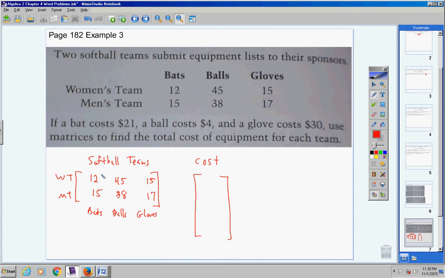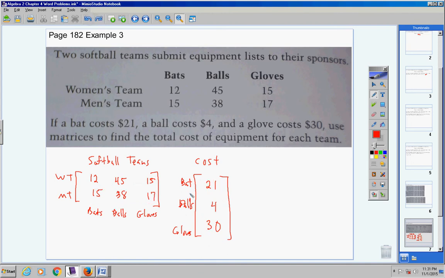And I've got my bats first, so I'm going to put my cost of a bat right here. My cost of a bat's $21. Next will be my softballs, so I'm going to put the cost of the softballs right here, which is $4. And then I'm going to put the cost of my gloves right here, and that's about, what, $30. Guys, this works. If you take row times column, you take the bats times 21, the softballs times 4, and the gloves times 30. That's perfect. And then you take this row times this column, and it's the exact same thing.